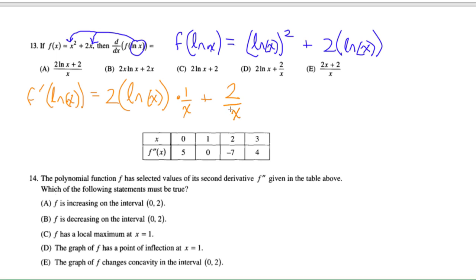And I guess I can combine my fractions. They both have a 2, so I could factor out a 2, but you notice that none of the answers have it factored out. The answer is just A, because they're just adding fractions here. They're both divided by x, so it's 2 natural log of x plus 2, all of that over x.